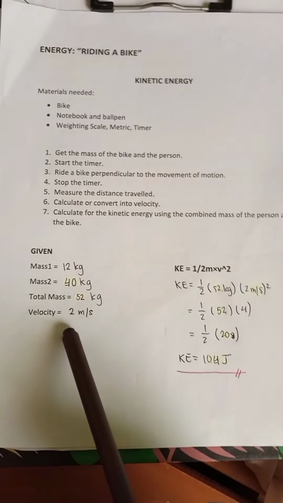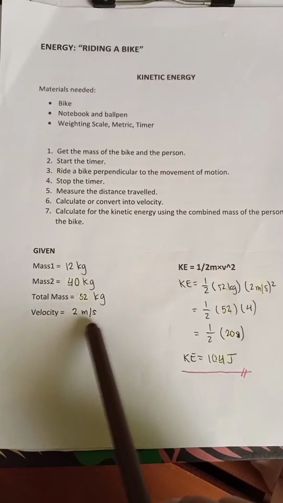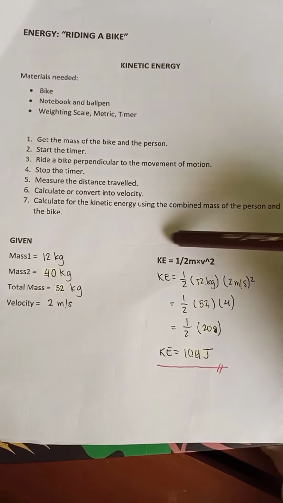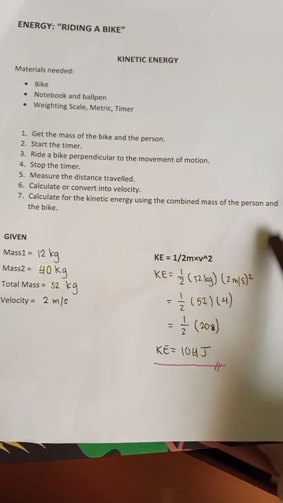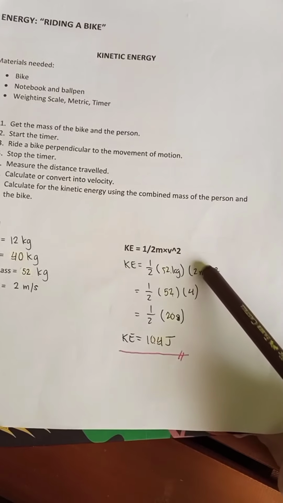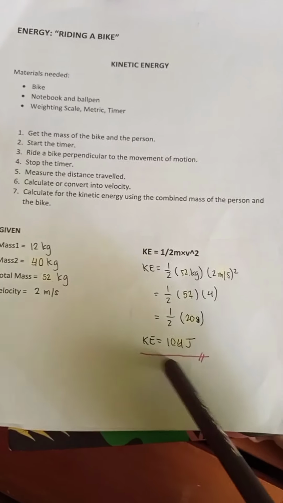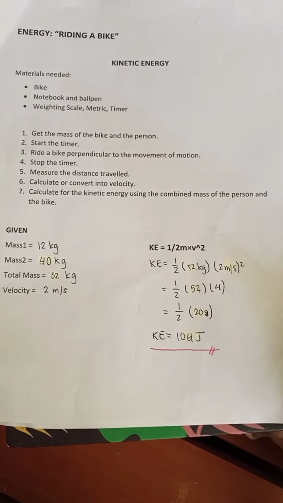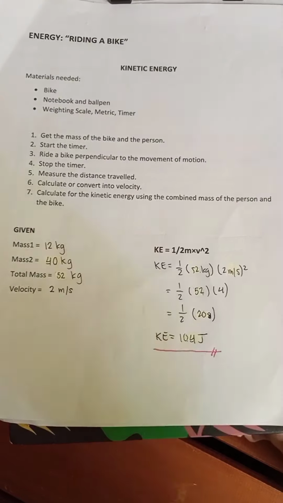And the calculated velocity based on the timer is 2 meters per second. So this would be our formula for kinetic energy: 1/2 times mass times velocity squared. So, let's just substitute the givens into the formula. When we input it in the calculator, we get 104 joules. So the calculated kinetic energy using the combined mass of the person and the bike is 104 joules.